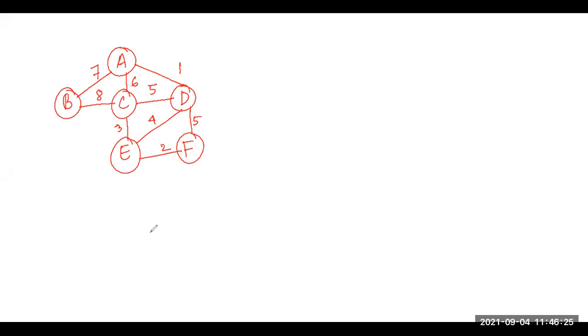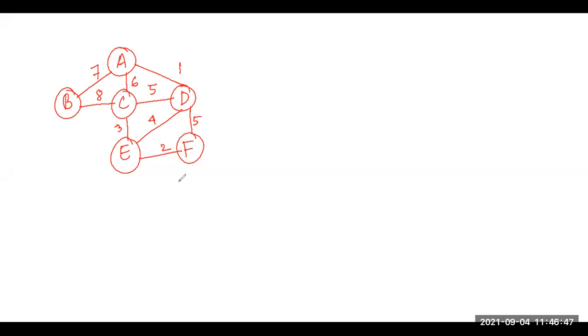Okay, so this is the graph which is given to you, and these are the several weights associated with this graph. You are asked to apply Kruskal's algorithm on this graph in order to find the minimum spanning tree using the concept of Kruskal's algorithm.